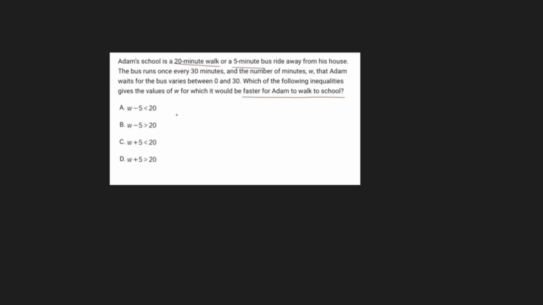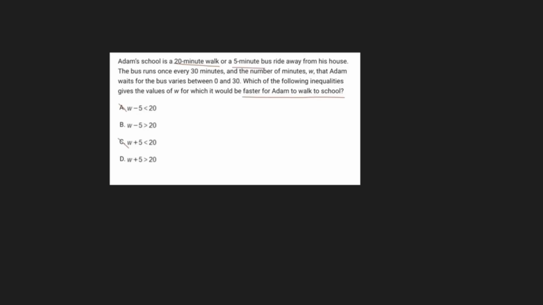So it's the 5 minutes of the bus ride from his house to the school, including that waiting time from between 0 to 30 minutes. So if we want the inequality that shows that it's faster for Adam to walk to school, that means that 20 minutes is going to have to be less than whatever's on the left side, because then that shows that it takes less time, right? So first off, we can eliminate two answer choices because these don't show that relationship. So the first one is A, and then the second one is C, right? These show that 20 is greater than the left side, which we don't want. And now we're down to B or D.